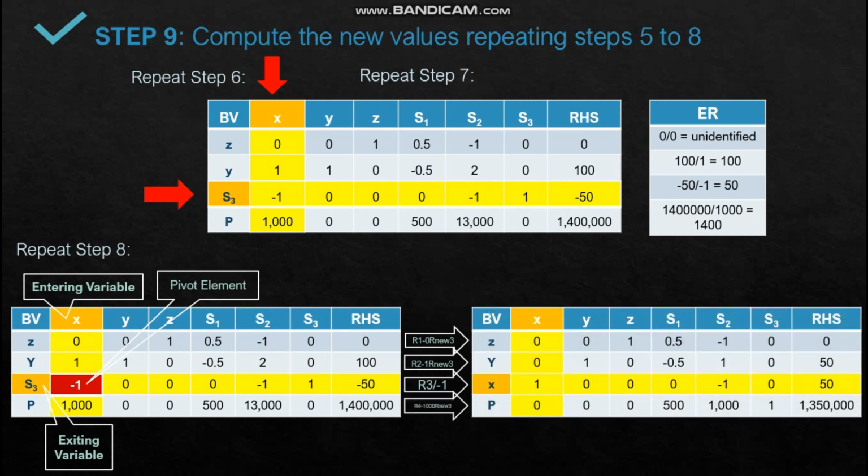And then we have to make the negative 1, the pivot element, into 1, and the other values we have to make into 0.